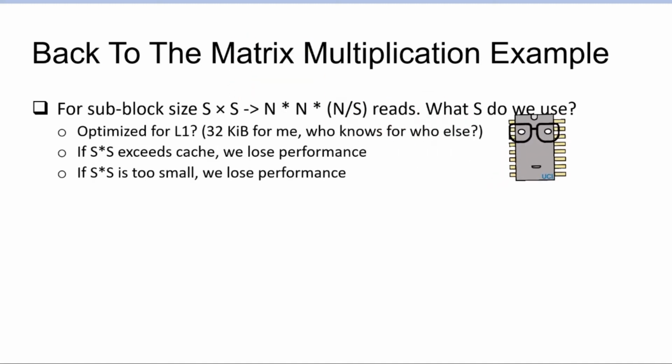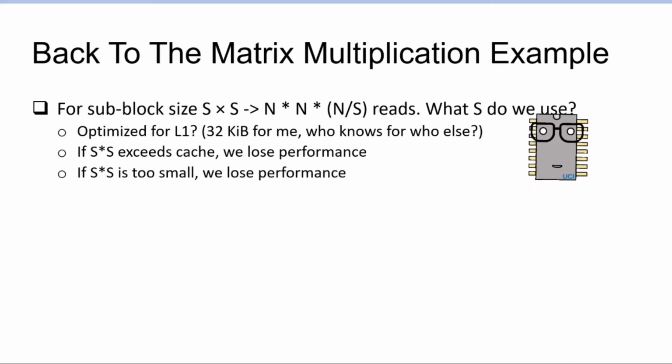We can try to optimize S. One thing we could do is optimize S for the L1 cache. Optimizing for the L1 cache would be the most straightforward thing to do, because we have seen that only when something hits the L1 cache do we not get any performance degradation. Any other cache, we still get a little bit of performance degradation. So optimizing for the L1 cache could be at least a reasonable first step.